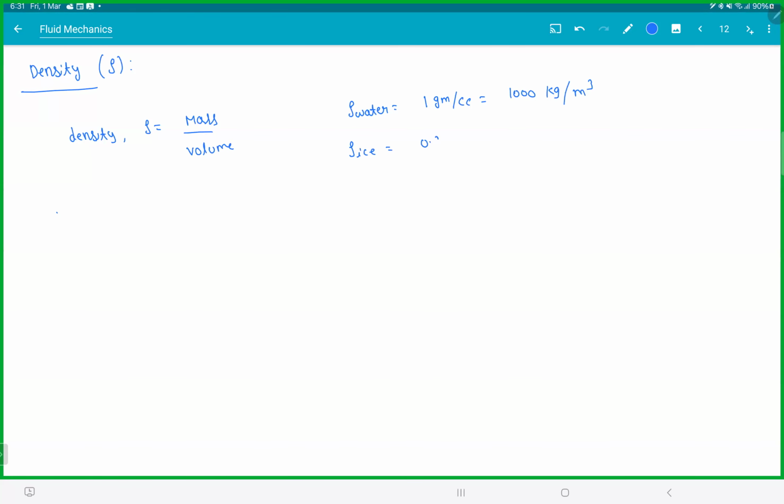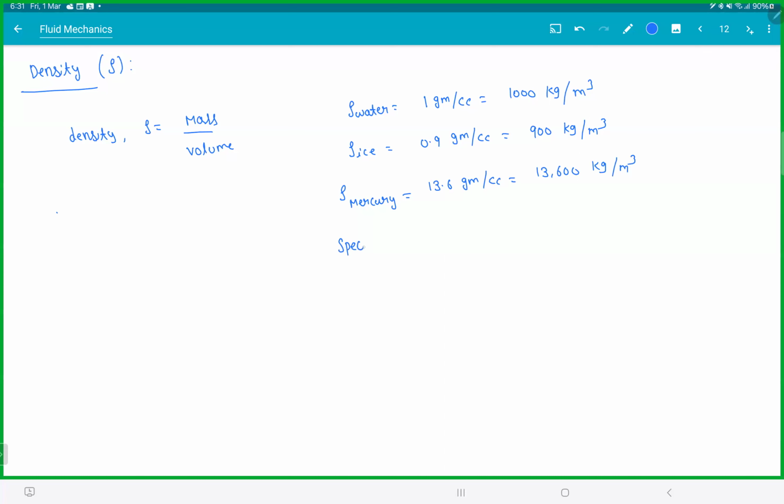Density of ice is 0.9 gram per cubic centimeter or 900 kg per meter cube. Density of mercury is 13.6 gram per cc or 13,600 kg per meter cube. These are some standard values you should remember.